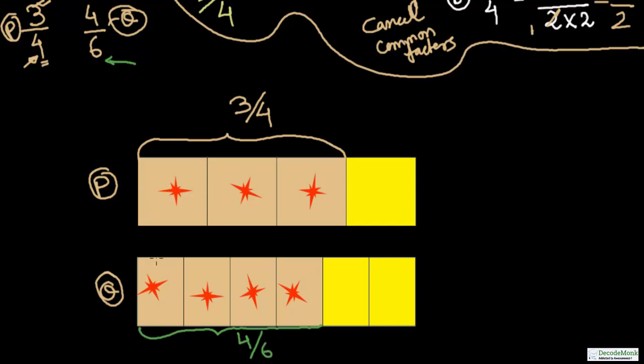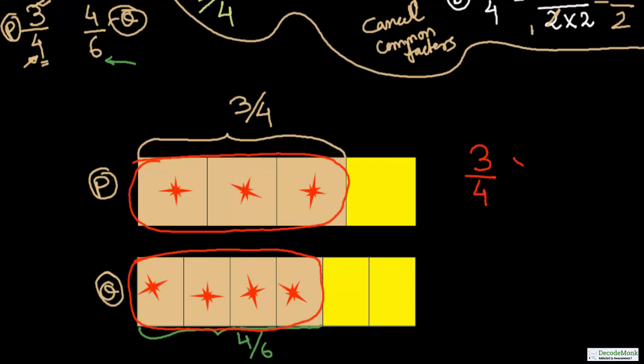Next, if you need to compare, you can do that visually. You can see that this portion 3 upon 4, to our amazement, 3 by 4 is greater than 4 upon 6. So we can write down 3 by 4 is greater than 4 by 6. So we have deduced by drawing a picture that 3 by 4 is greater than 4 by 6.